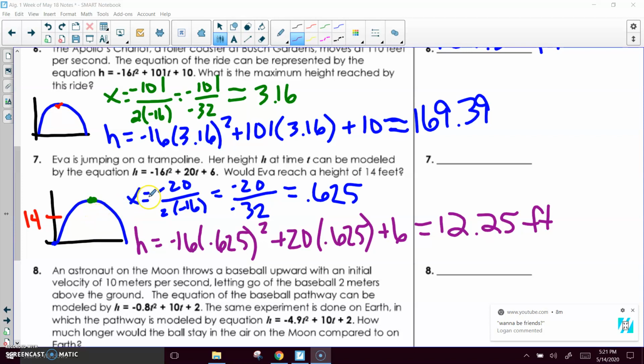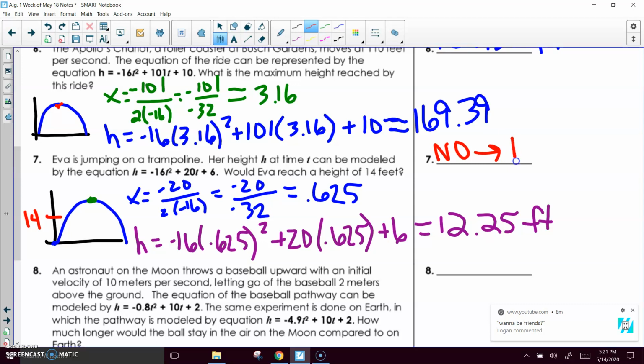In finding my vertex, the x-coordinate of my vertex would be 0.625, because that terminated, I used all 3 decimal places. When I plug 0.625 in for t in my equation, as I use my calculator and type that in, I get 12.25 feet. So the maximum height Eva will jump is 12.25 feet. So she will never get to 14 feet. So my answer is no.